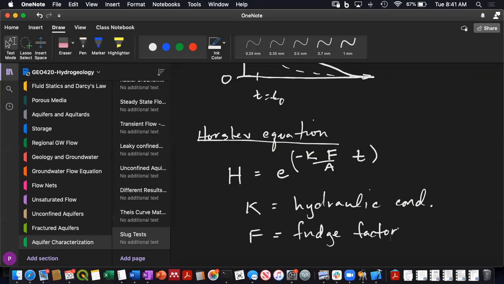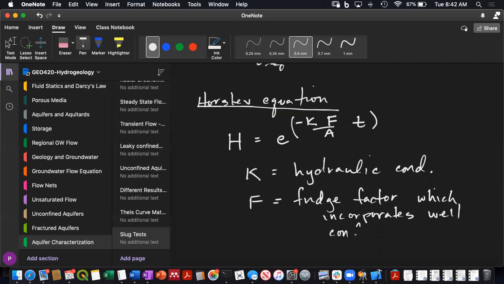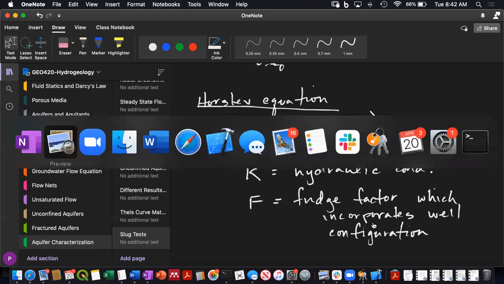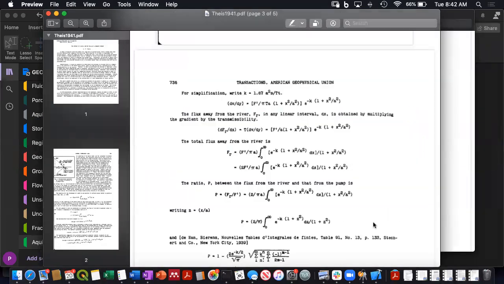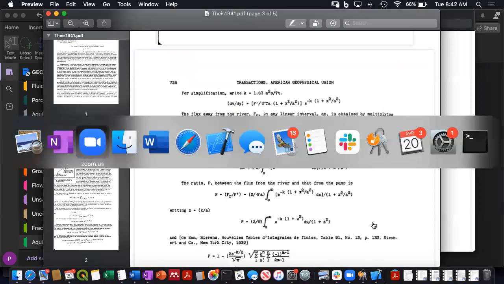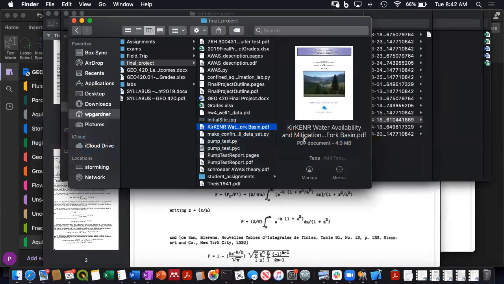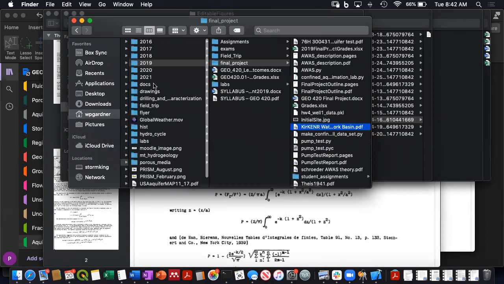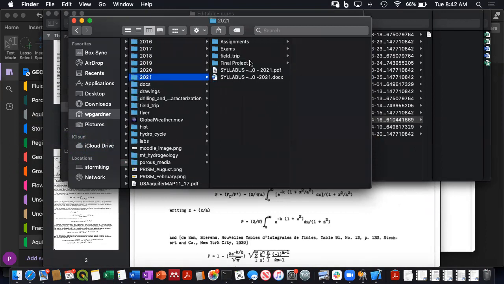Right, fudge factor, which incorporates well configuration. And what do I mean by that? Well, I've put a table up in Moodle and I'll pull it up here.